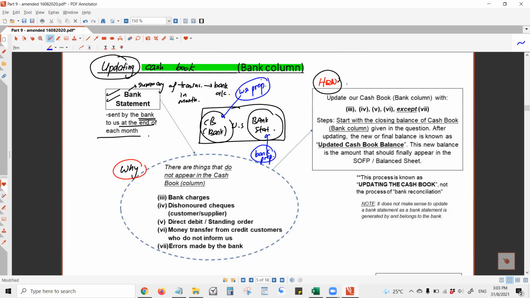Don't you think so? Agree? But due to some reasons, you will notice that there are some things that do not appear in the cash book bank column. So let me repeat. There are things that do not appear in the cash book bank account, but they appear in the bank statement.